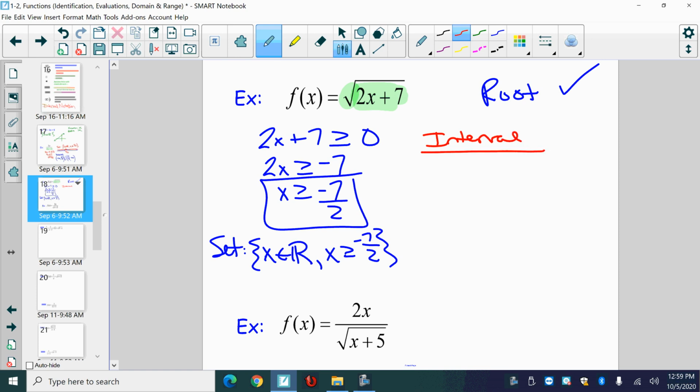notation is whenever I put it on a number line. Well, here's negative 7 over 2. Can it be negative 7 over 2? The answer to that is yes. So I have a closed dot there, and it's supposed to be greater than or equal to that. So that means I shade everything to the right.